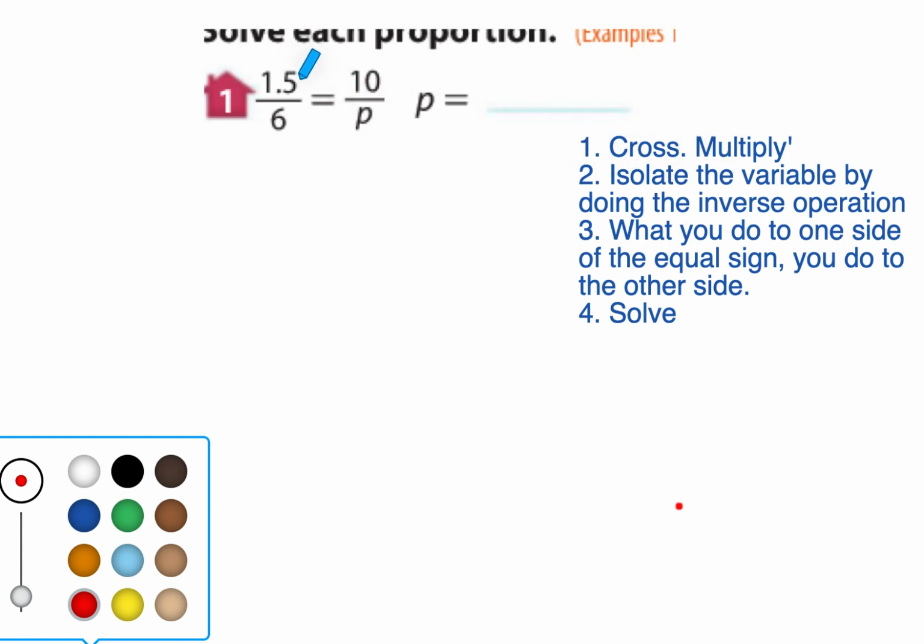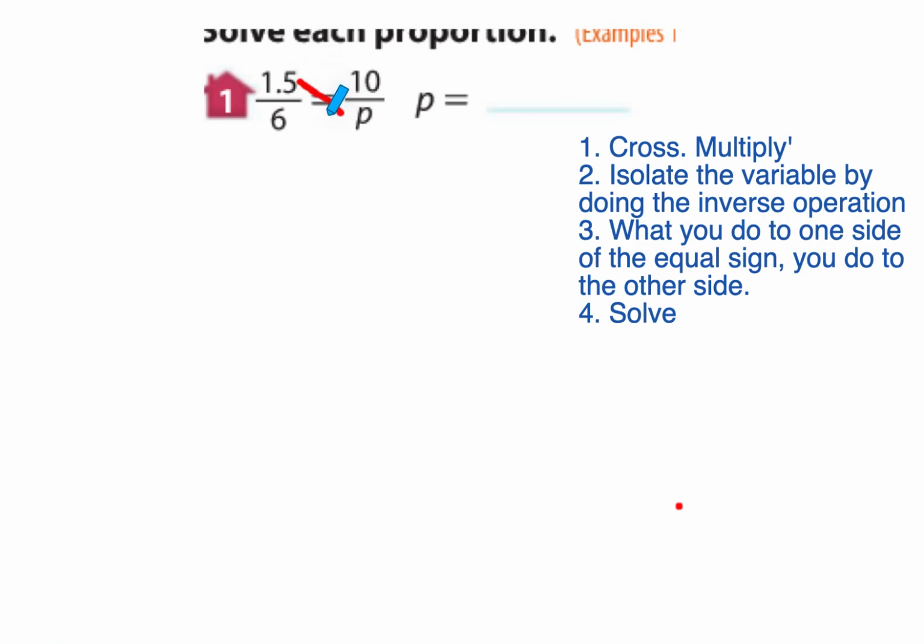So you take your multiplication sign, you look at this proportion. A proportion is two fractions with an equal sign in between them. Put the multiplication sign, everybody, write this down. Does yours look like that?